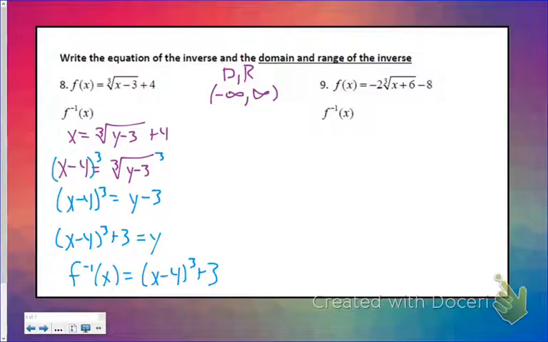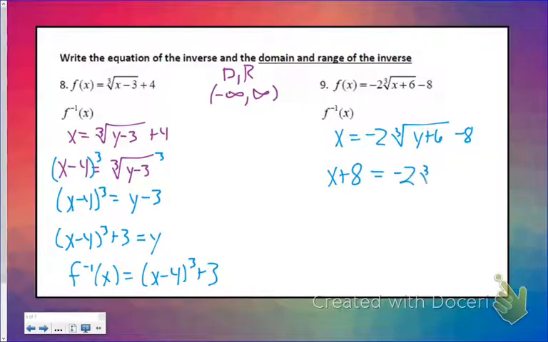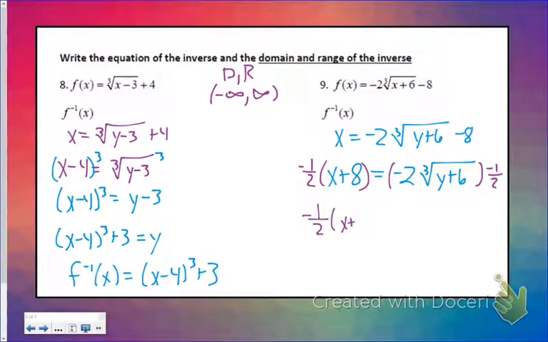All right, again, if you feel pretty comfortable, pause the video, try this one on your own. But I'm going to go ahead and work this one out. Okay, switch x and y. Add 8. All right, I would, at this point, to get rid of that -2, okay, I'm going to multiply by -1/2. Okay, I'm going to leave it in that same form.